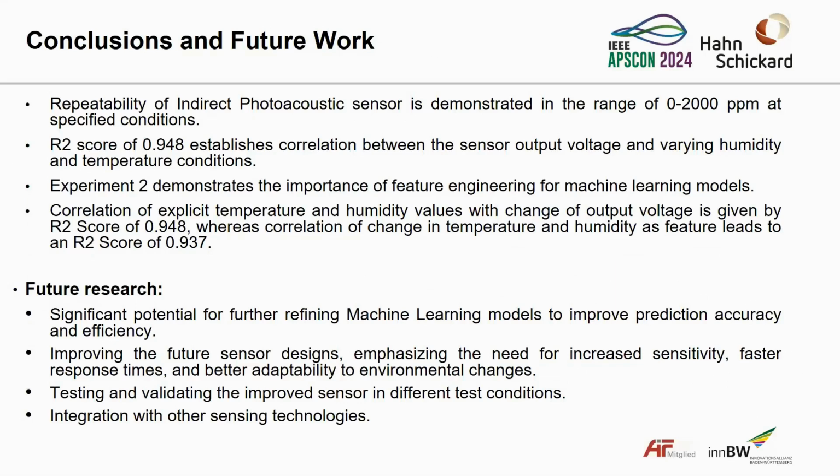For the conclusion, we demonstrate that the indirect photoacoustic sensor is very repeatable for this particular 0 to 2000 ppm range in the first experiment. For the second experiment, we get an R2 score of 0.948, which is very good, because it takes time for the gas to observe all these changes and to really reflect them. The experiment also demonstrates the importance of feature engineering.